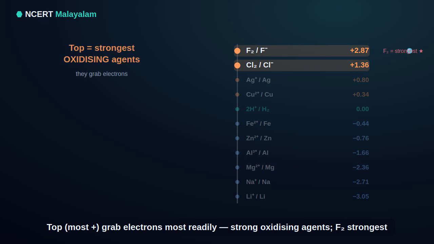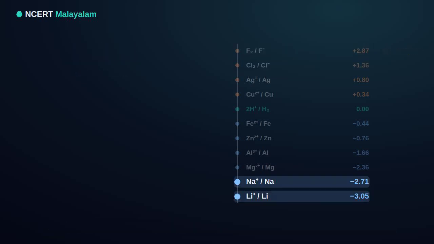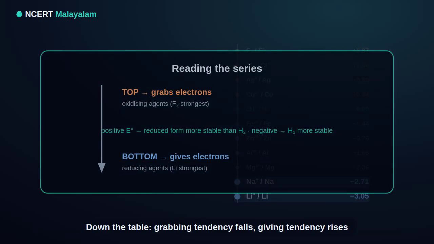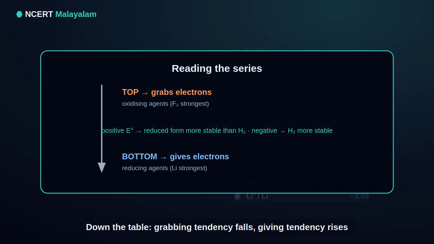The species at the top, with the most positive values, grab electrons most readily. These are the strongest oxidizing agents, and fluorine is the strongest of all. The species at the bottom, with the most negative values, give electrons most readily. These are the strongest reducing agents, and lithium is the strongest of all. As we go down the table, the tendency to grab electrons falls, and the tendency to give electrons rises.